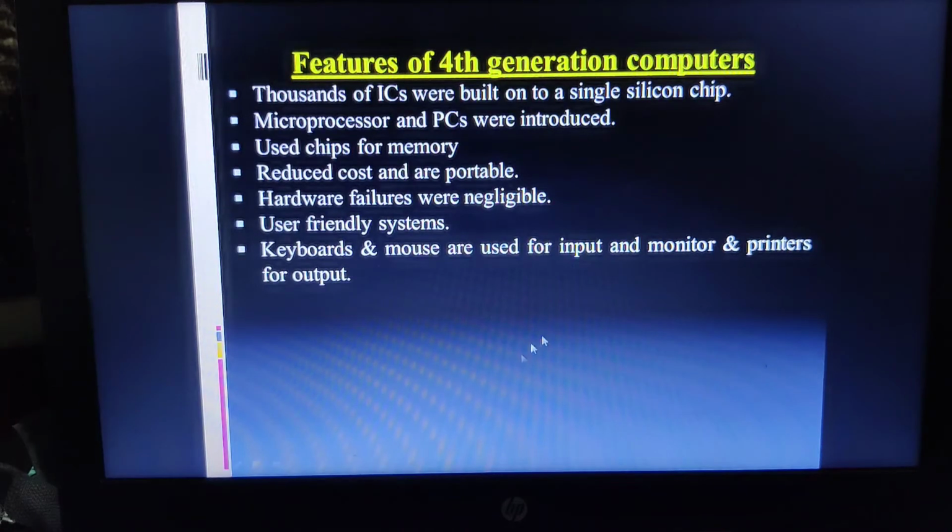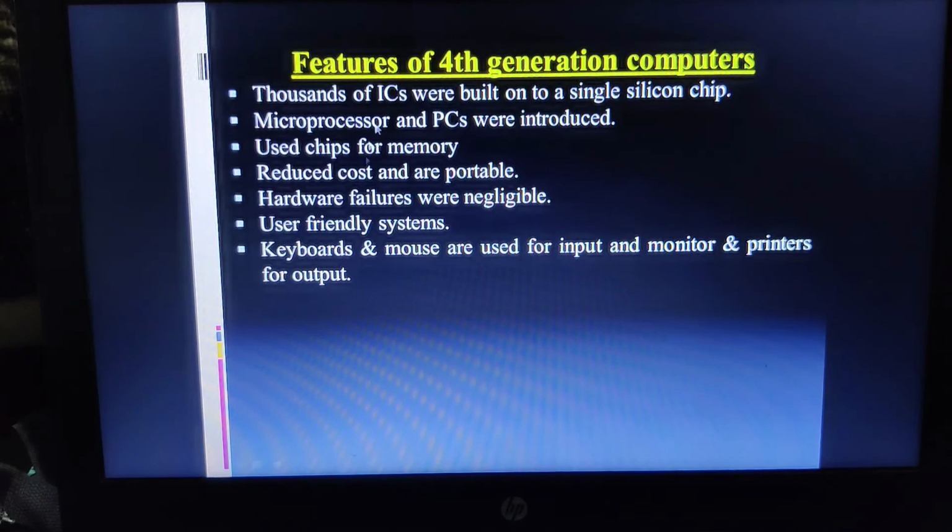The cost was very much reduced, and the systems were portable. That means the systems were movable from one place to another. And hardware failures were quite negligible, isn't it? Your desktop computers and laptops very rarely fail, otherwise they work fine. So hardware failures were negligible. And these fourth generation computer systems were user friendly. As I said, keyboards and mouse were used for input, and monitors and printers were used for output.